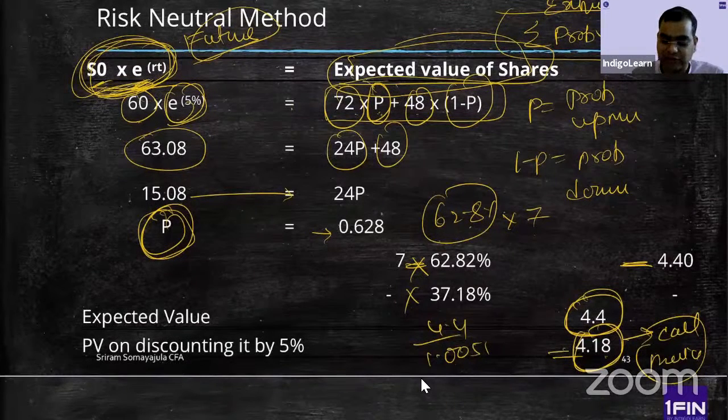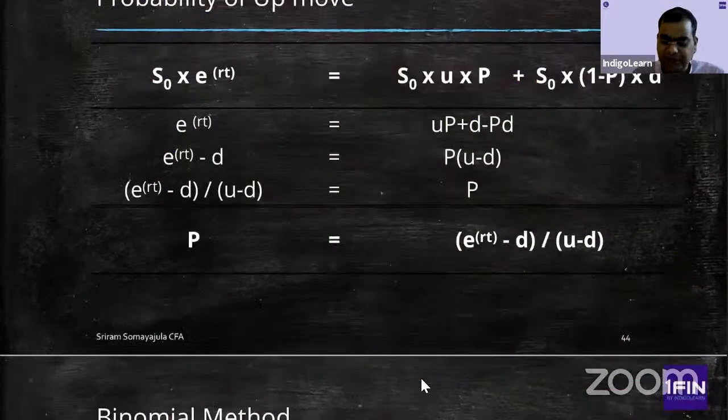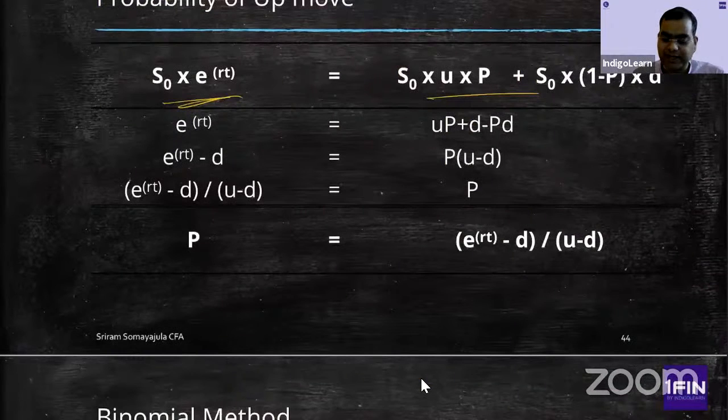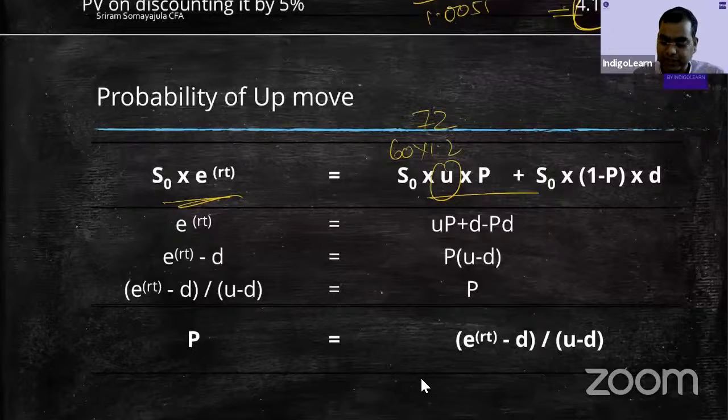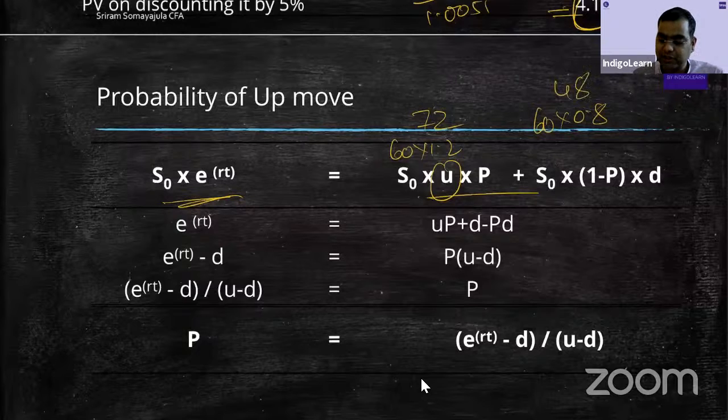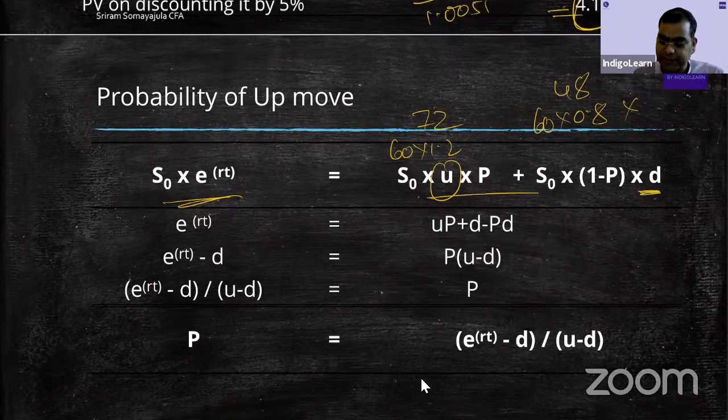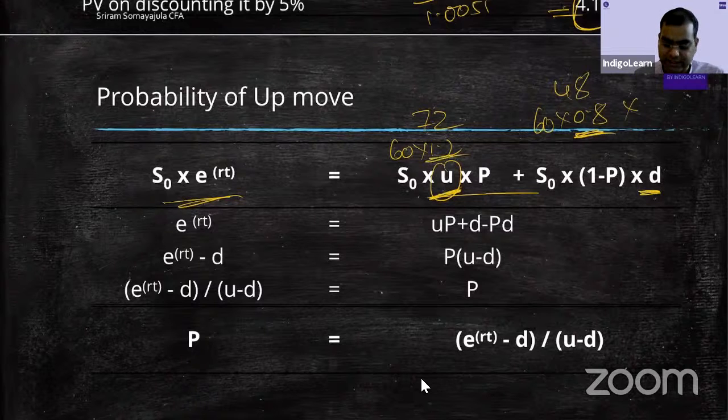Right. Now, if we were to take this particular statement, spot into future, the future value is equal to the expected value of shares, and you simplify this, that is S0 into e power RT is equal to S0 into U. What is S0 into U? Here we got 60 into 1.2, which is 72, into P, plus 60 into 0.8, which is 48, into 1 minus P, whatever the 38% was. So this is the down move. Down move is 0.8. Up move is 1.2. So you put this in an equation and solve it.